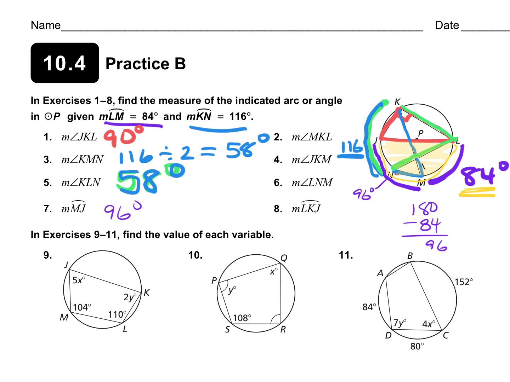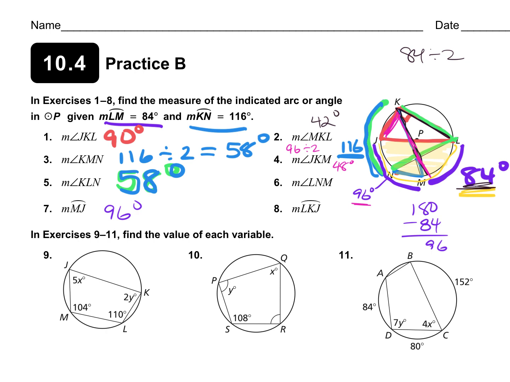For number 2, MKL is here, and notice its intercepted arc is the 84. So if I do 84 divided by 2, number 2 gives me 42 degrees. And then JKM is right here, this angle in pink now. Its intercepted arc is the 96, so I'm going to do 96 divided by 2, and that gives me 48 for JKM.